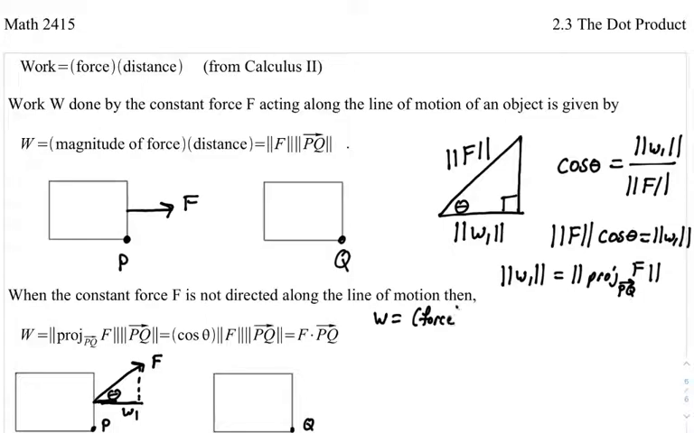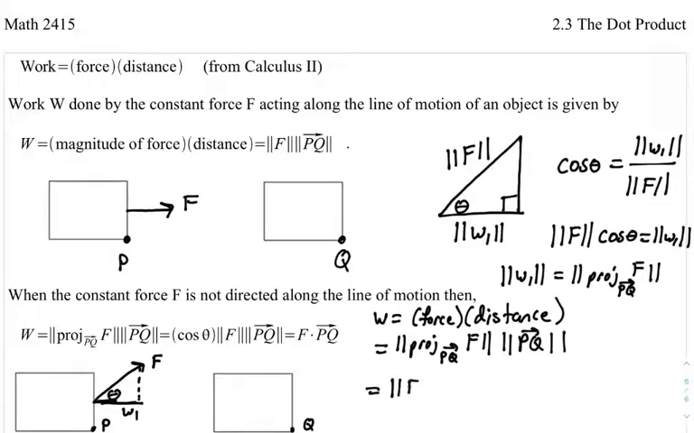So work is, if you recall, force times distance. So that's going to be the force, which is the projection of F onto PQ, and then the distance would be the vector PQ. The magnitude of the projection of F onto PQ was equal to the magnitude of W1, and the magnitude of W1 is equal to the magnitude of force times the cosine of theta, and times the magnitude of PQ.